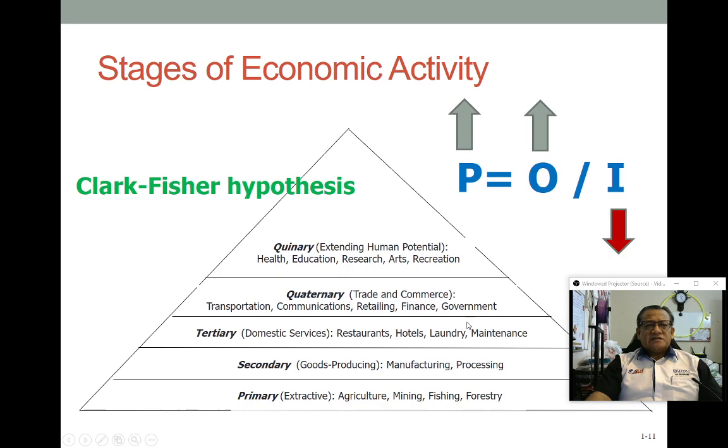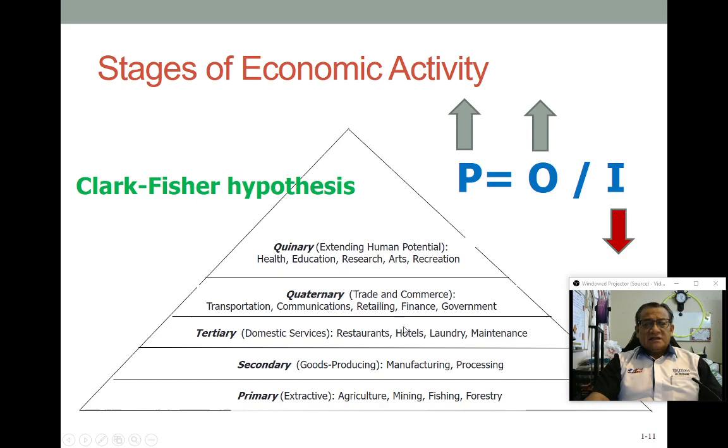Okay, in the textbook, it is discussed on the stages of economic activity. So basically, this is coined by Mr. Clark and Fisher. They hypothesize that economic activity basically starts from the primary layer, the bottom layer here, which is basically agriculture, mining, forestry, and so on. And then it moves up the chain to become the secondary layer, which is goods production. For example, from fishing, they turn into manufacturing, like becoming sardines, canning, processing, packaging, and so on. The next stage moves on to domestic services, for example, restaurants, hotels. So these are moving up the chain.